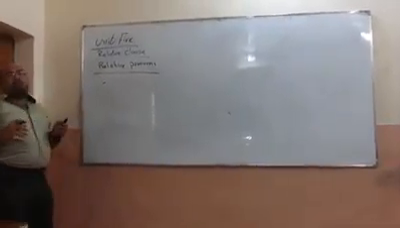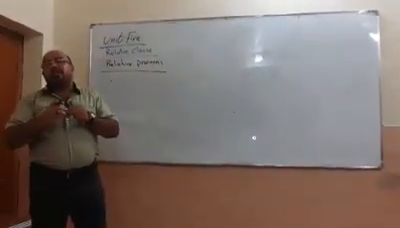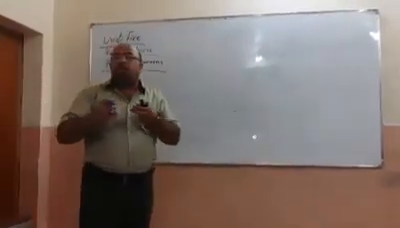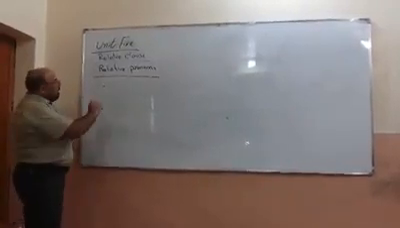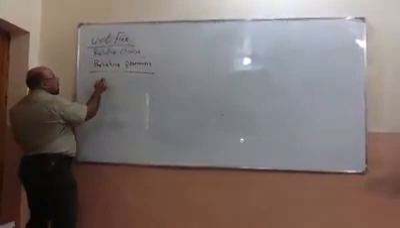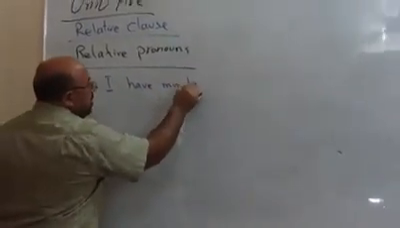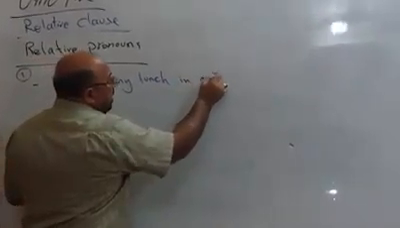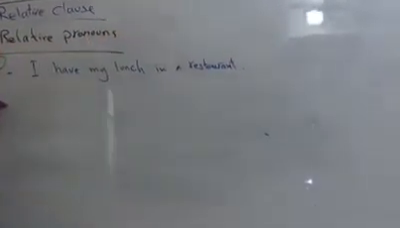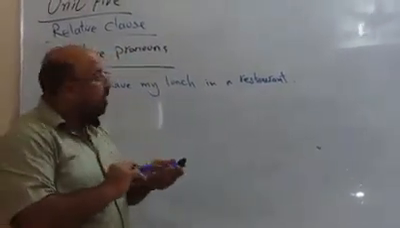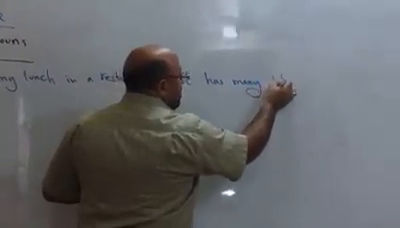The first thing, we should recognize, يجب أن نعرف, who is the person or what is the thing we talk about. يجب أن نعرف من هو المعرف أو من هو الشيء أو الشخص اللي نوصفه. انتبهوا على هاي الجملتين وشوفوا هنا المعرف اللي عندي. النوع الأول, I have my lunch in a restaurant. I have my lunch in a restaurant. It has many tables. Okay?